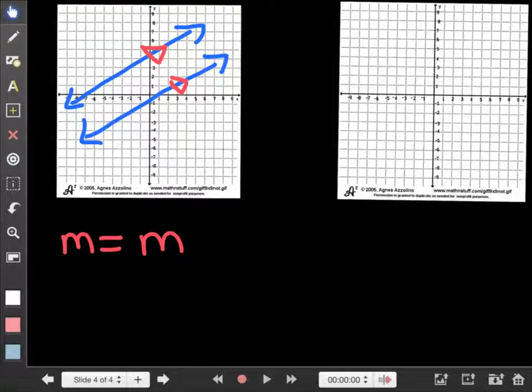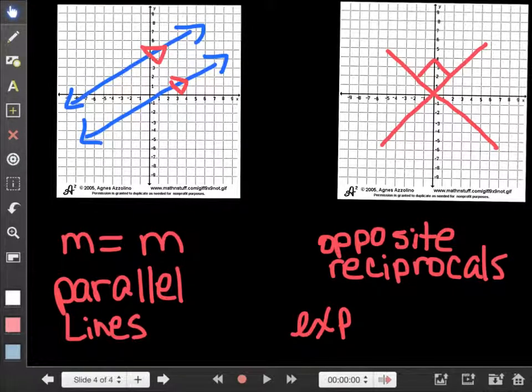On the flip side of that, if the lines are perpendicular, then the lines must have opposite reciprocals for their slopes. Remember, perpendicular lines are denoted with the little square in the corner. So let's look at an example of that. What is an opposite reciprocal? Well, one will be positive, one will be negative, and if you have a positive 2/3, then its reciprocal will be 3/2. So they have to have opposite signs, and they have to be reciprocals.